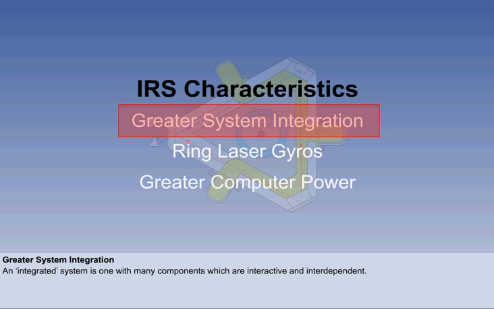In our introduction, we said that the first characteristic of an IRS, which makes it recognizably different from a first-generation standalone INS, is greater system integration. Integration is a word with at least two different meanings. Up till now, we have used it in its mathematical context in integral calculus to mean the opposite of differentiation. However, we will now use it in a more general, non-mathematical way to mean a system with many components which are interactive and interdependent.